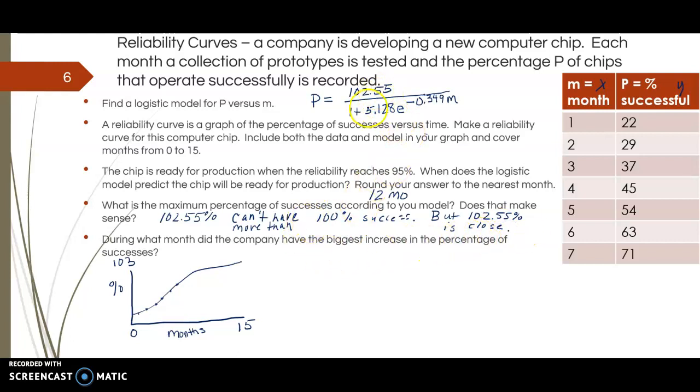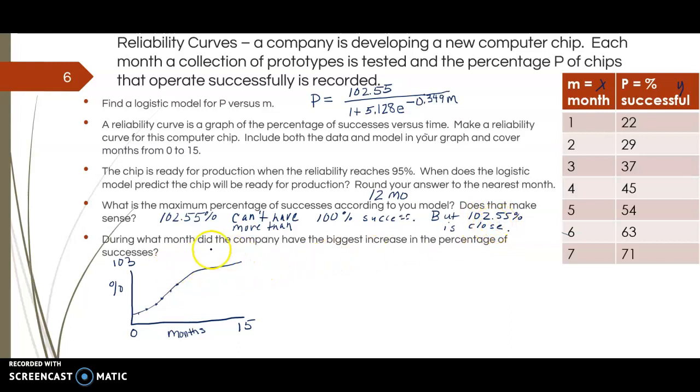Had this number up top here been like 160%, I would have been like, no, not realistic at all. There's no way you're ever going to reach that. But we would hope that this would get very close to 100% success. I know when I buy a product, I want it to work 100% of the time. And so having this at 102.55 seems somewhat reasonable, even though it will never be exactly that.